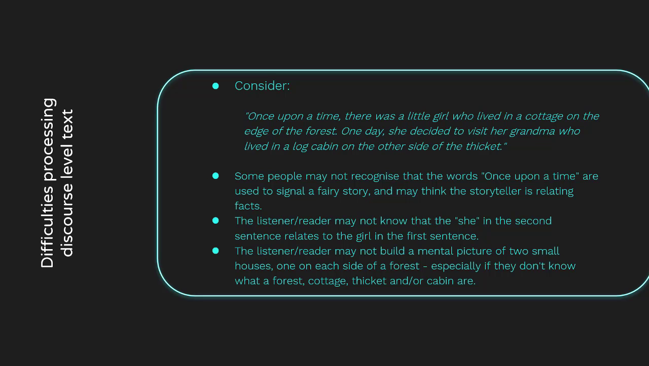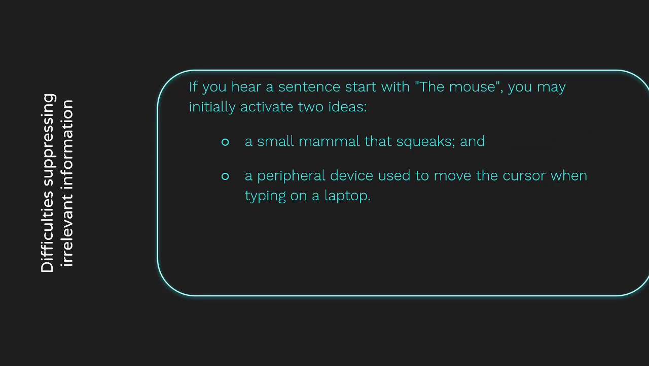The other thing that can happen is that the listener may just not build a mental picture of the two small houses, one on each side of the forest. That was in my mind when I put this little story together, courtesy of Little Red Riding Hood. And this can be compounded if they're a bit sketchy on some of the vocab. So if they don't know what a forest or cottage or a thicket or a cabin are, it can be difficult for them to have the same picture in their mind as we're trying to convey when we write a story like that.